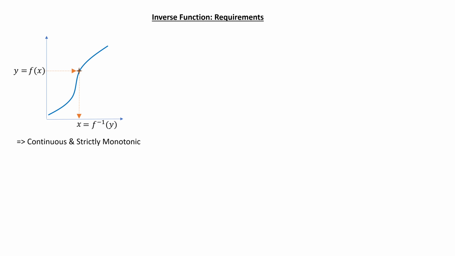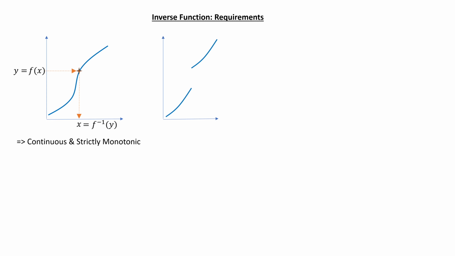But first, let's have a quick look at the requirements for an inverse function. So we start with our function. When we take our x value, we can determine the corresponding point on the graph, and that gives us our f of x value. Now, for the inverse function, we start with the y value, which is the f of x, get the corresponding point on the graph, and that gives us our x value, or inverse function of y value. So far so good. Now for this to work, the function needs to be continuous and strictly monotonic.